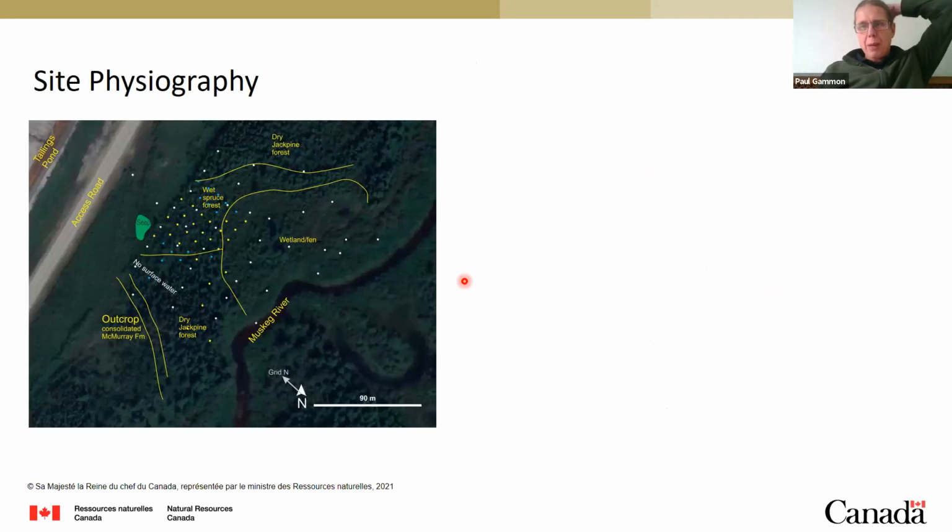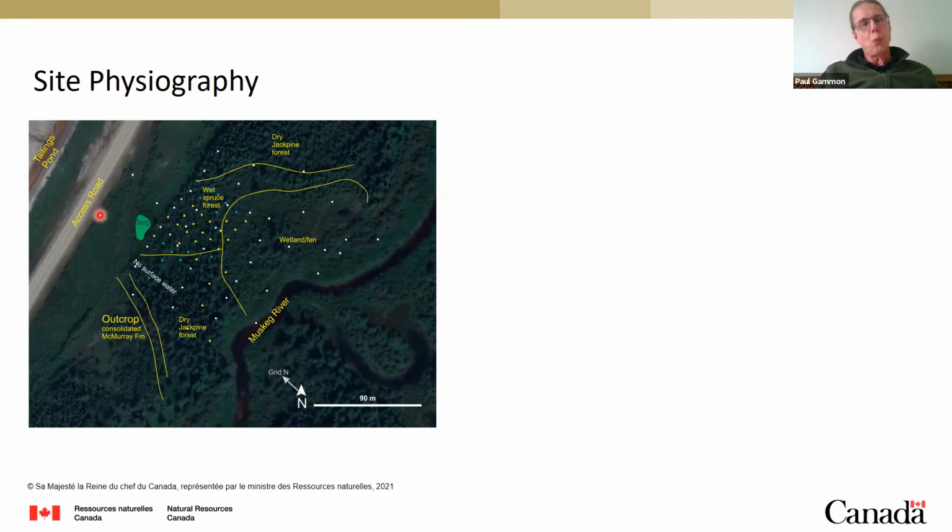So I'm going to start by reviewing some of the stuff we went over last year, but just so that people are more familiar, this is the site. That's 90 meters, so it's a small site. This is all our drive points and sampling points in this wetland. This is a wet spruce forest, surrounded by dry forest there and dry forest there. This forms a little basin in and of itself. This wetland fen was formerly a meander bend of the Muskeg River here. You can see the tailings ponds just in the very top left-hand corner there.